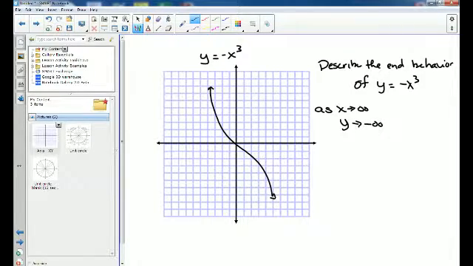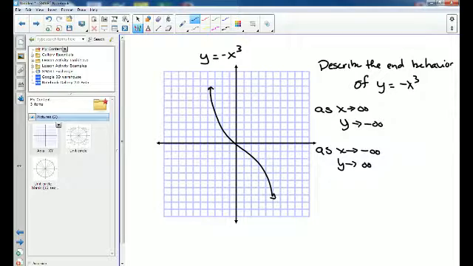Now what's the other one? Negatives, okay? Y goes to positive. So simple. Because you have x going to infinity, and you have x going to negative infinity. You have to address both ways. Make sure you address both directions.